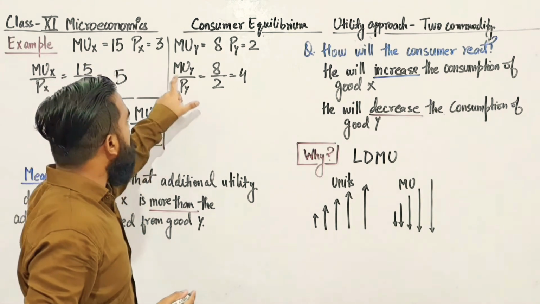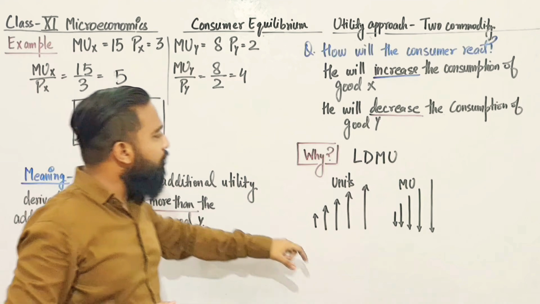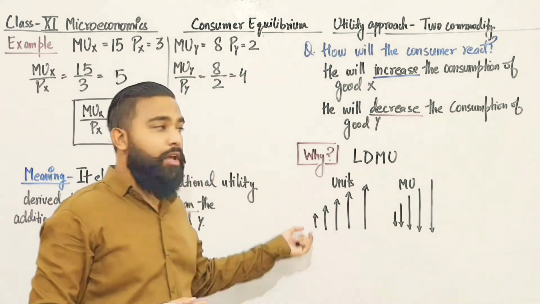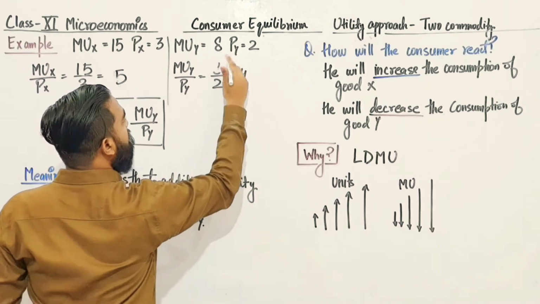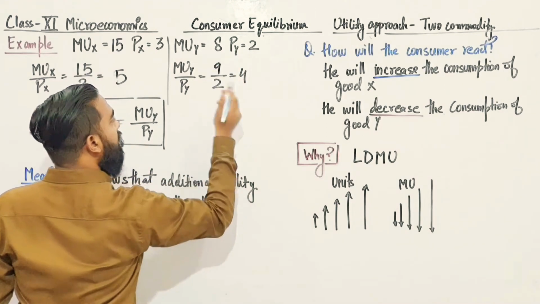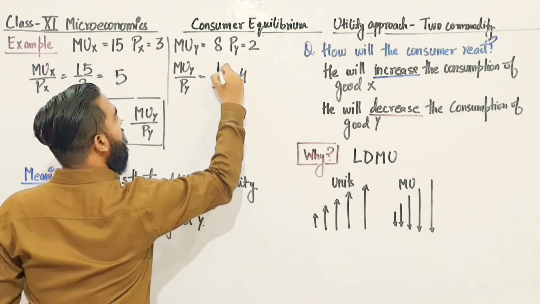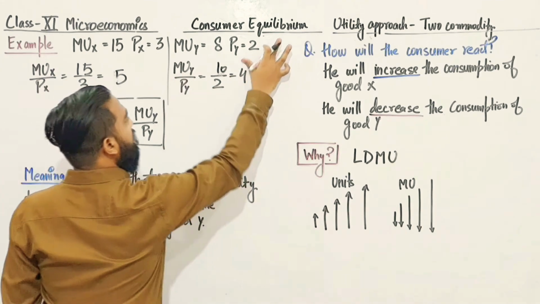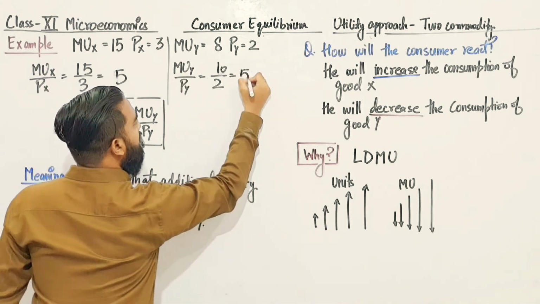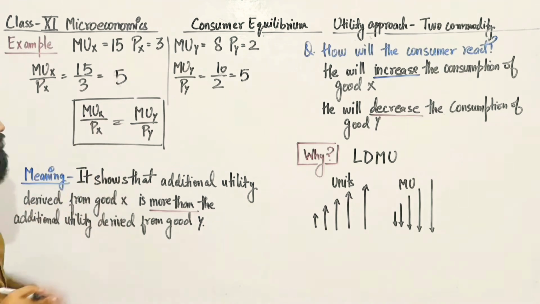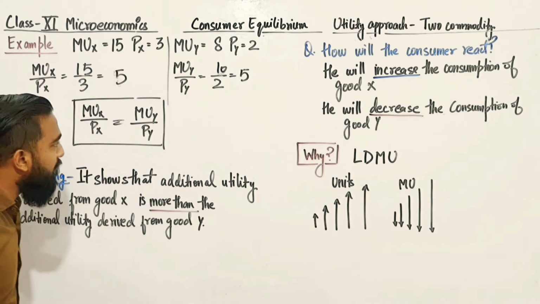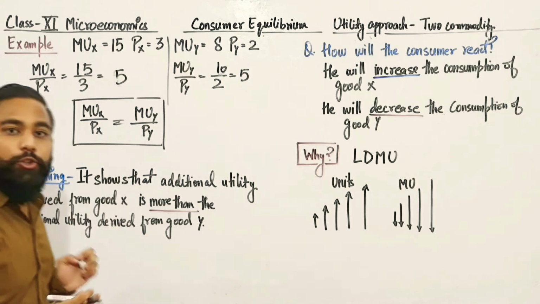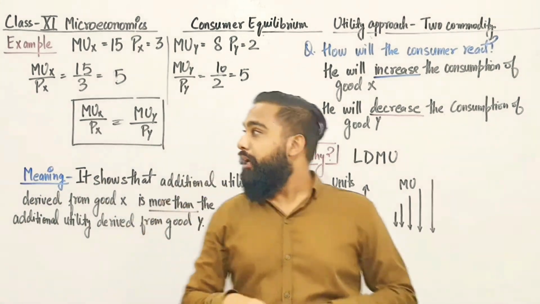Or you can decrease the consumption, where MUY upon PY. If you decrease the consumption, your MU is going to increase, right? It will increase from 8 to 9, or it will become 10. Then you can calculate its value. It's 10 upon 2, which is 5. Again, your MUX upon PX will become equal to MUY upon PY. And students, this is your consumer equilibrium.